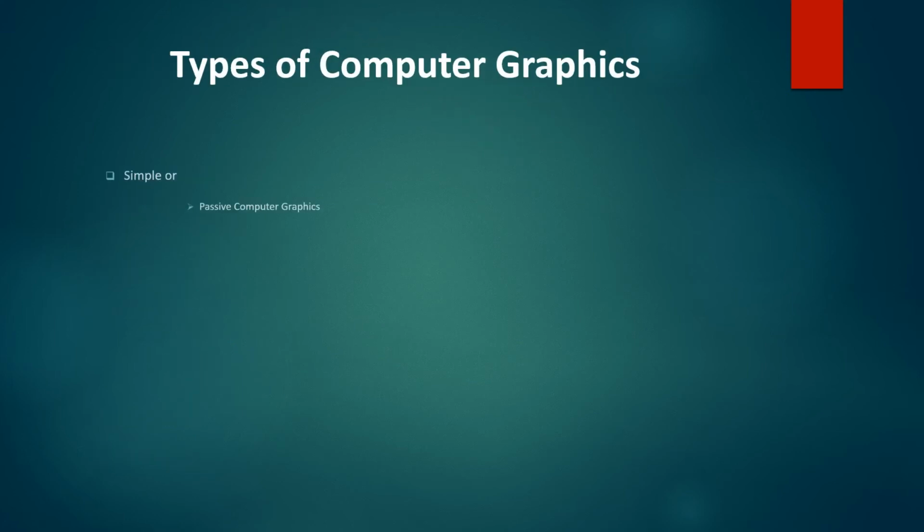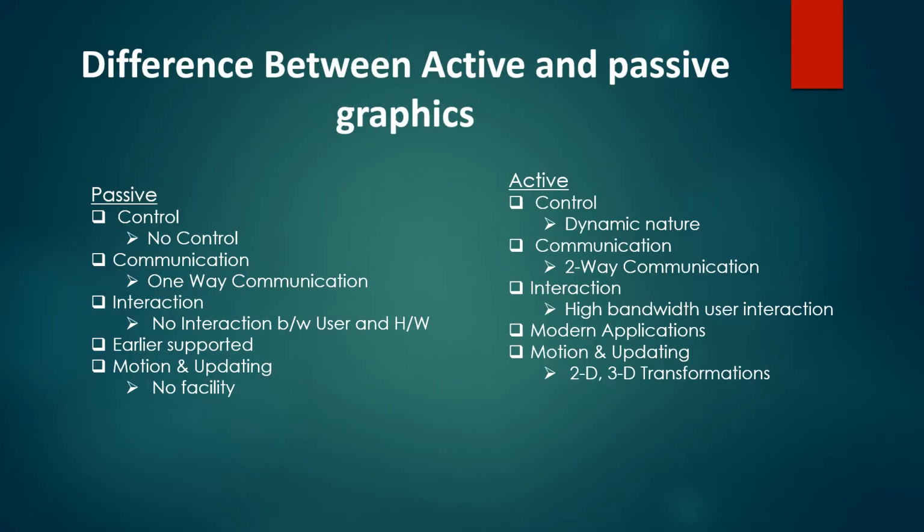The next one is the types of computer graphics. In a simple way, we can say there are two types: simple or passive computer graphics, and interactive or active computer graphics. The difference between active and passive graphics is that passive computer graphics has no control, only one-way communication, and no interaction between user and hardware. It was also supported earlier, and there is no facility for motion and updating.